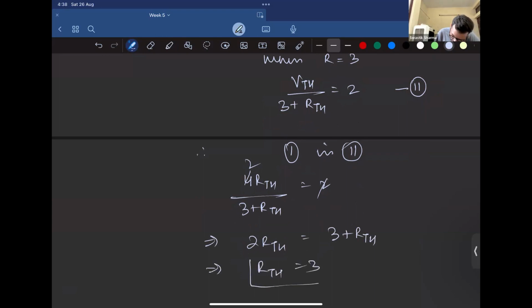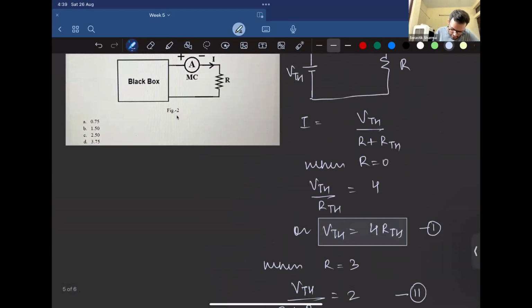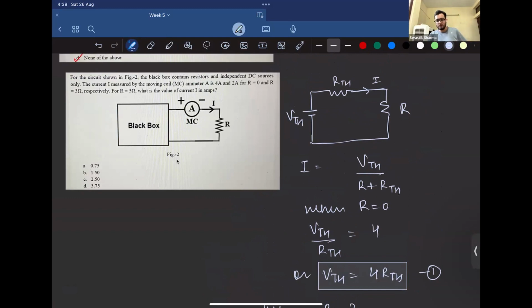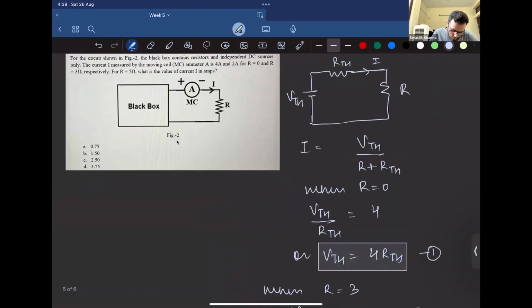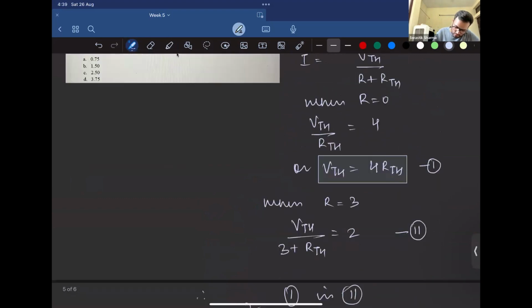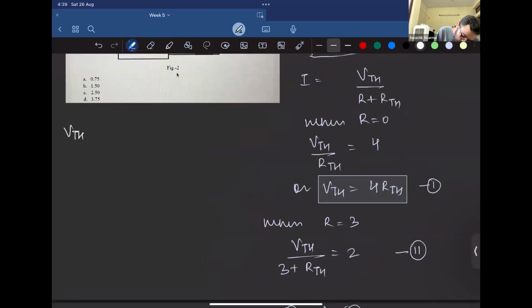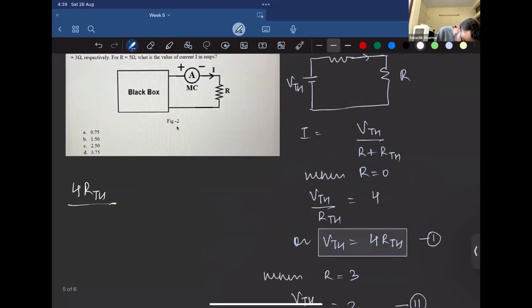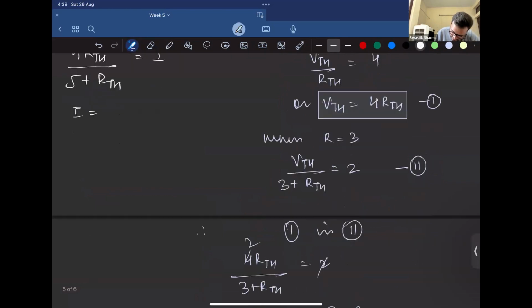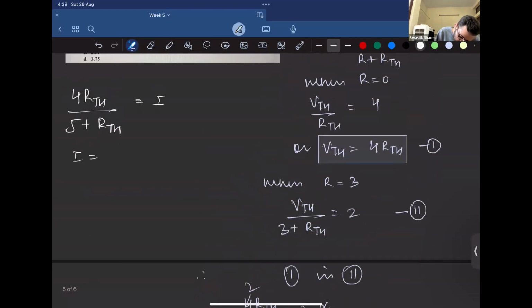You can solve with me and then by yourself, and then compare the answers. That will be a good exercise. If you want me to stop somewhere and you want to solve it, let me know. We can do that too. And now it's saying for R equal to 5, what would be the current? So we can say VTH upon, since VTH is nothing but 4 RTH, 4 RTH upon 5 plus RTH is equal to I, right? So I is nothing but, RTH is 3, so 12 upon 8, which comes out to be 1.5 ampere.